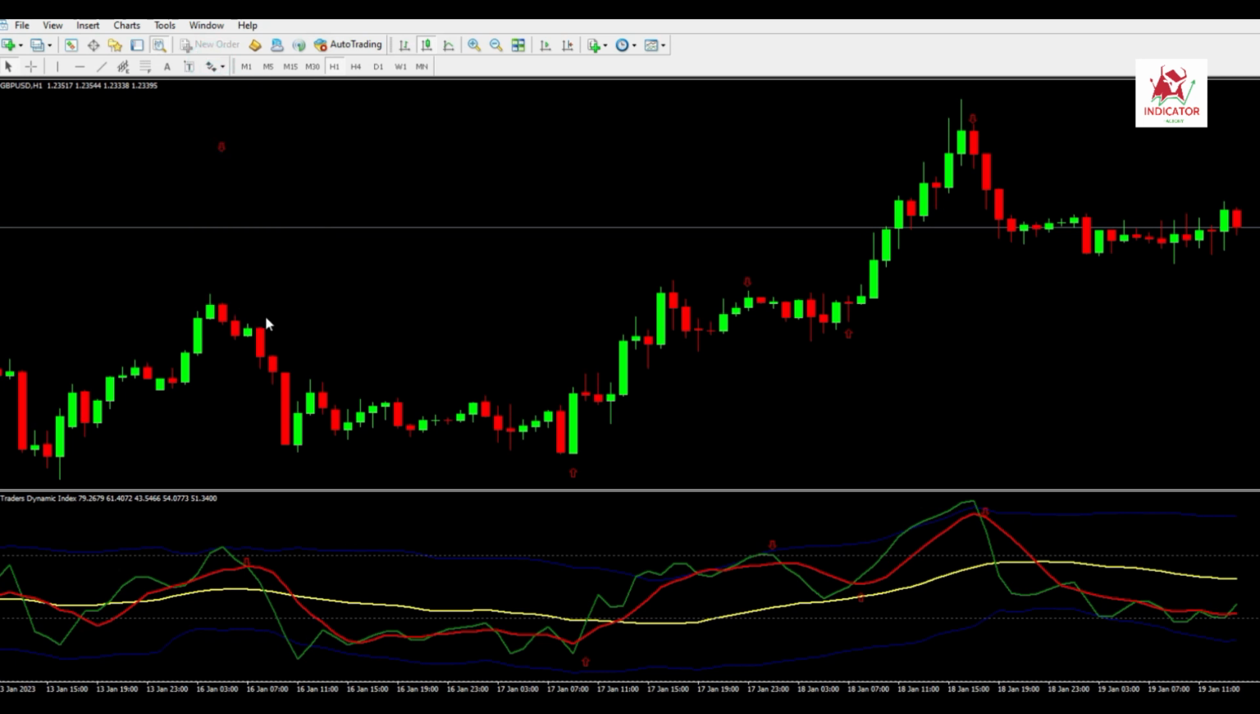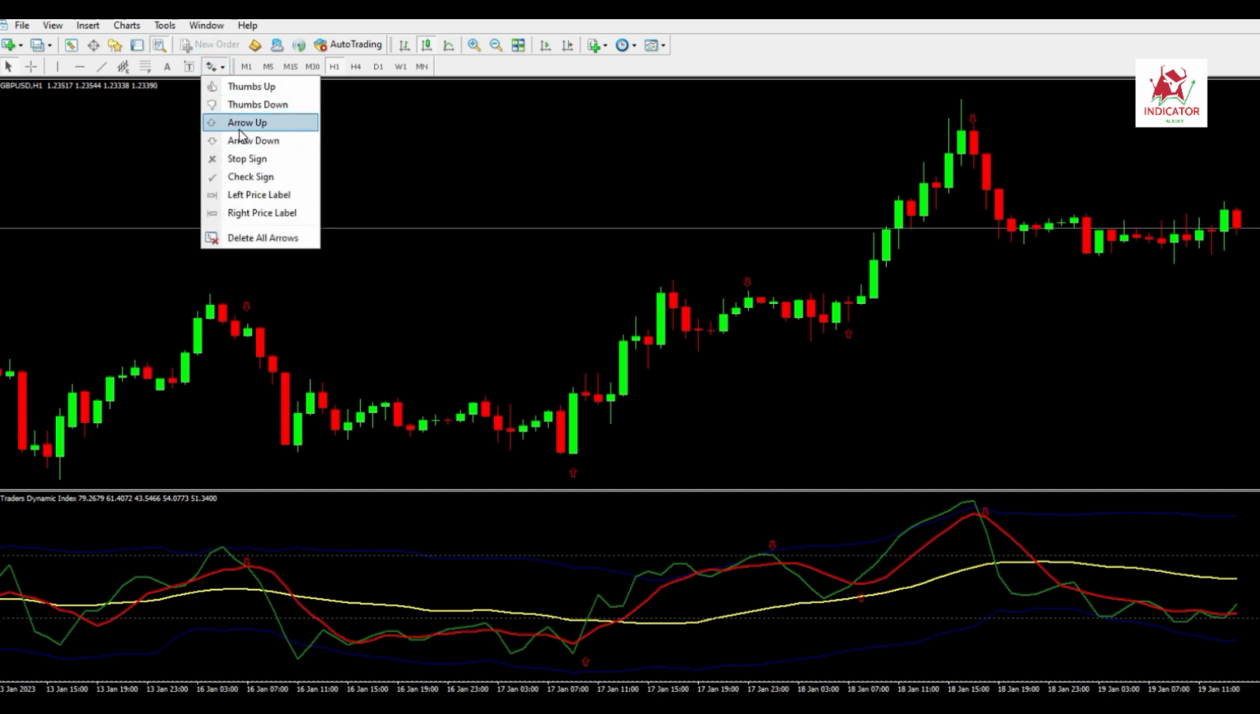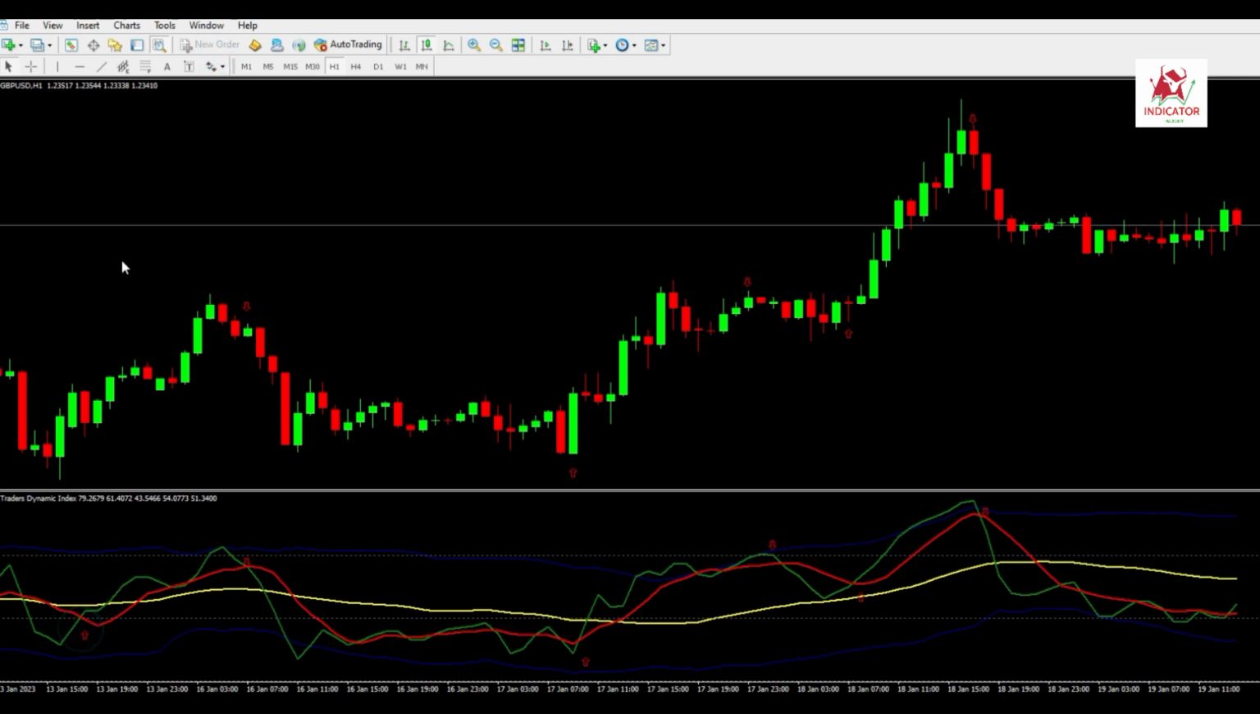Enable green-red cross alert, default equals false. If true, then the alerts will be triggered when green and red lines cross. Enable yellow-green cross alert, default equals false. If true, then the alerts will be triggered when yellow and green lines cross. Trigger candle, default equals previous, the candle to issue alerts on. Previous, the most recently closed candle, or current, the yet unfinished candle.